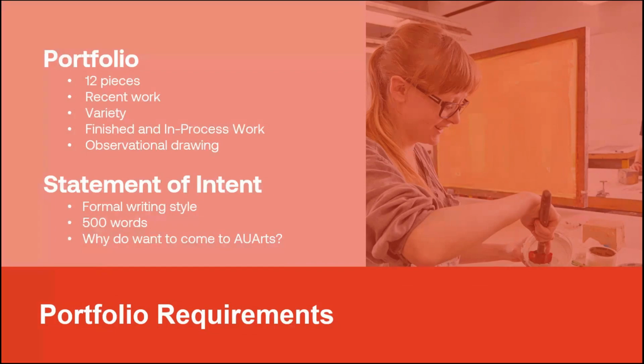So if all you have in your portfolio is textiles, then I would encourage you to look for some other pieces that you've created and add those as well. So we're looking for at least 3 or 4 different types of work or types of media. We love to see, by the way, also in the variety category, a diverse range of ideas. So ideas are very important. I'm going to get more into that in the next slide.